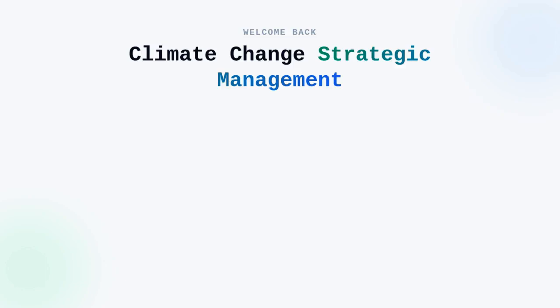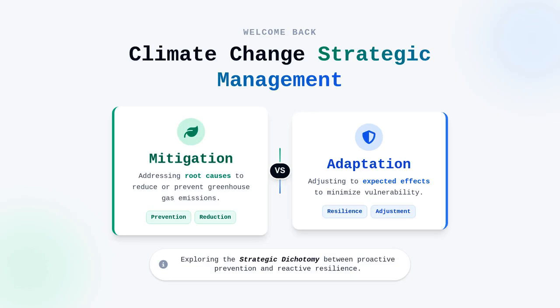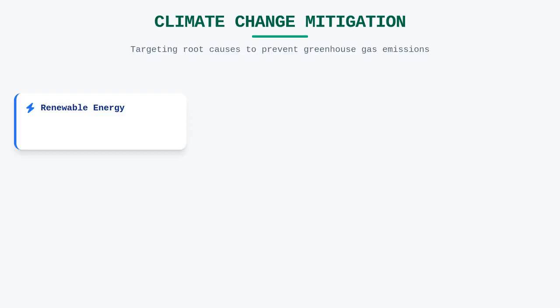Welcome back. In this lesson, we explore the strategic dichotomy between mitigation and adaptation as the primary mechanisms for managing climate change outcomes. Mitigation focuses on the root causes of climate change by reducing or preventing the emission of greenhouse gases. The primary lever here is the rapid deployment of renewable energy sources such as wind, solar, and geothermal, which serve to displace carbon-intensive fossil fuel combustion.